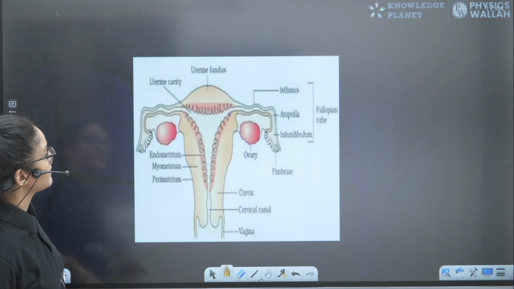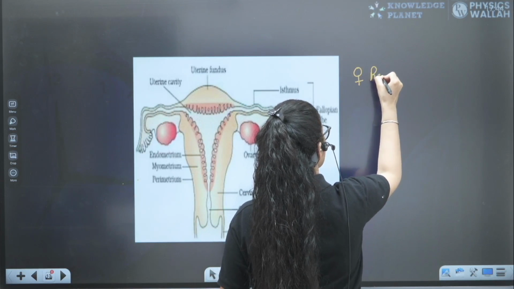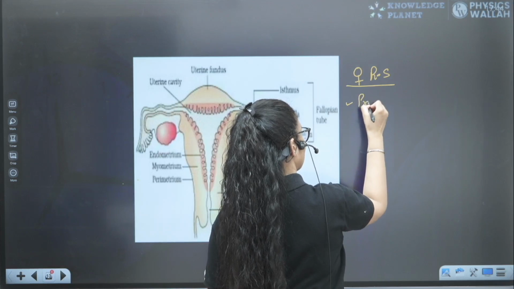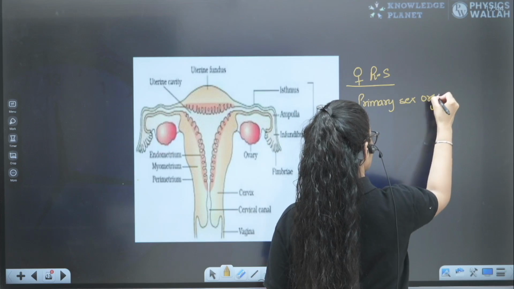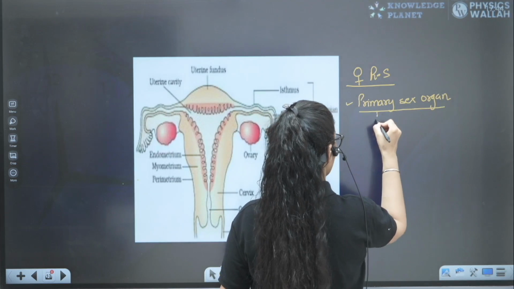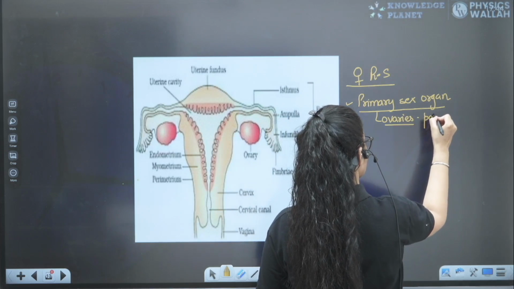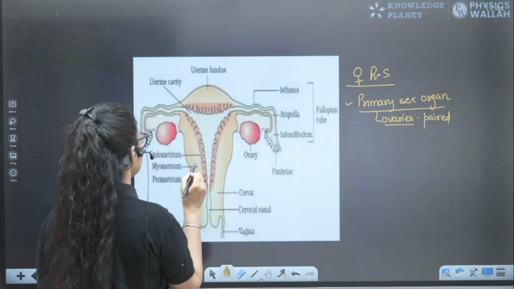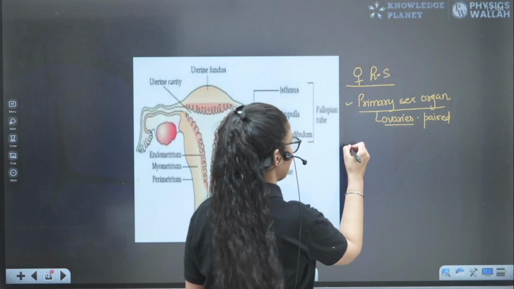So now let me take you ahead towards the female reproductive system. Let's discuss the female reproductive system, right? It also has primary sex organs. So what are the primary sex organs in the female reproductive system? Obviously the primary sex organs here are the ovaries. You can see the paired ovaries, right? These are the ovaries. Next, the fallopian tube, uterus, cervix and all, these are the accessory ducts.